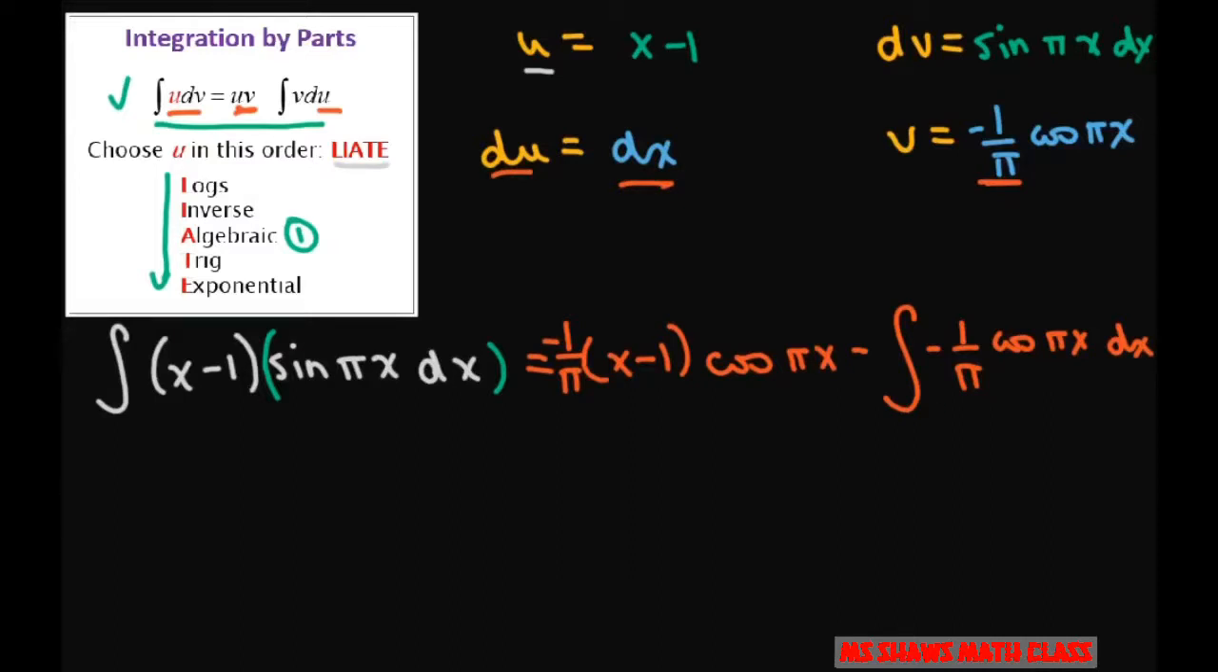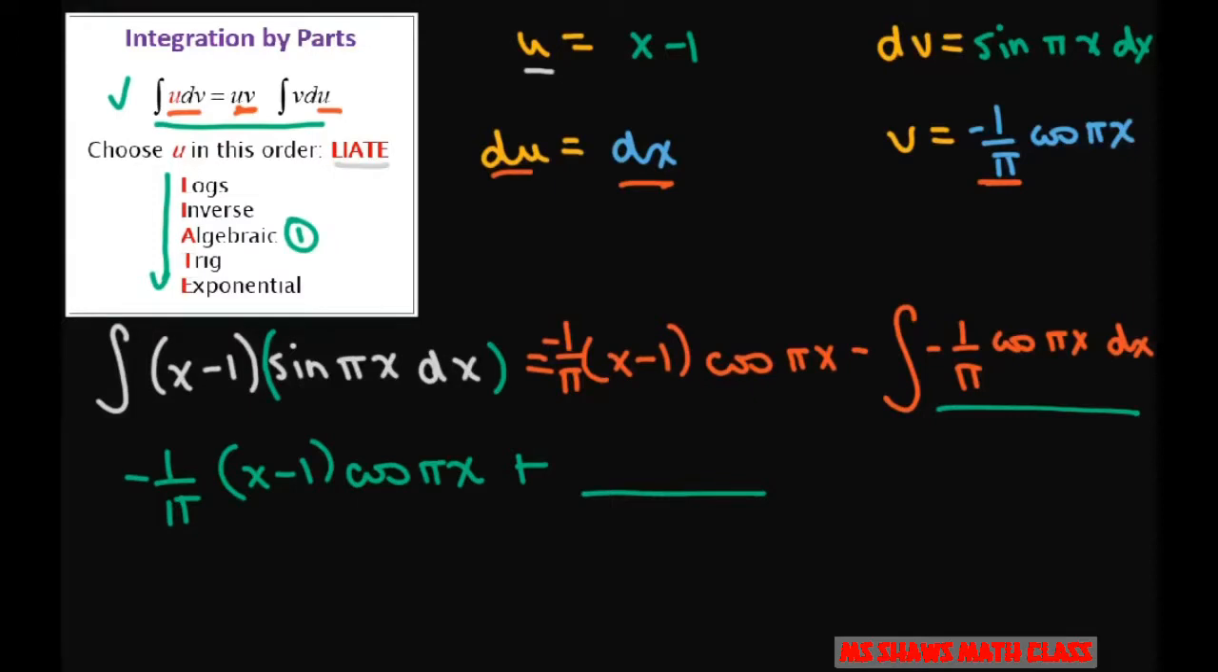Now, all we need to do basically is look at that integrand there, and let's write this: negative 1 divided by pi, x minus 1, cosine pi x. Now, to take the antiderivative of this, it's going to end up being, this is positive, so let's pull that out positive. And when I do this, I'm going to get 1 divided by pi squared sine pi x plus c.